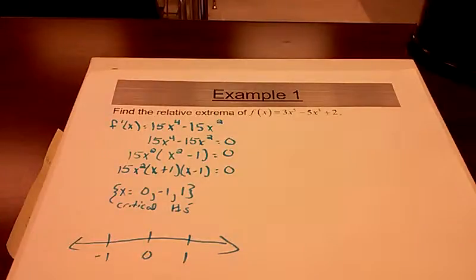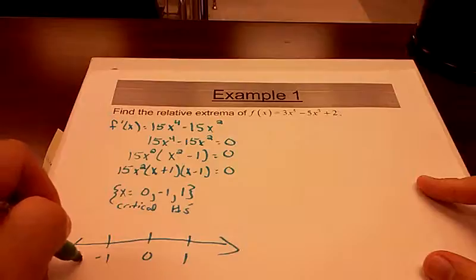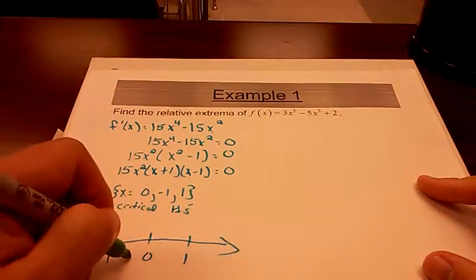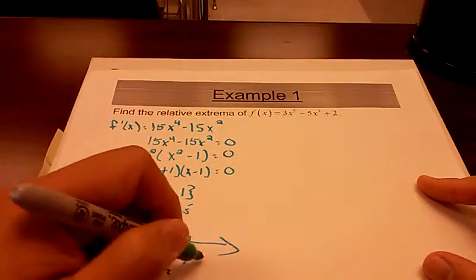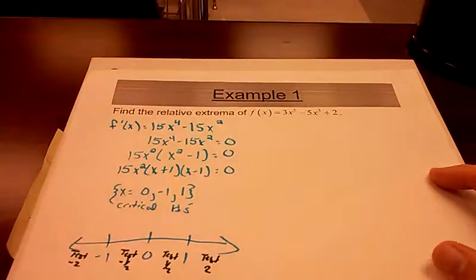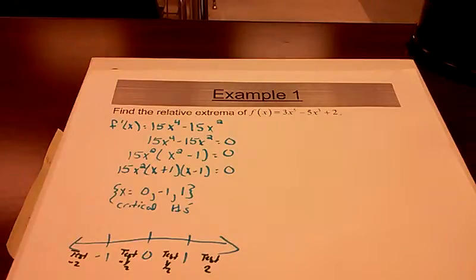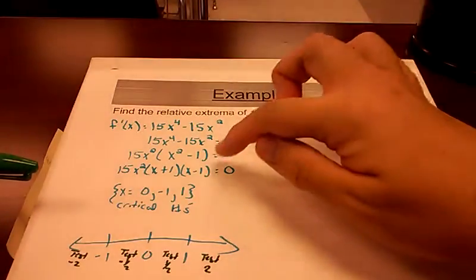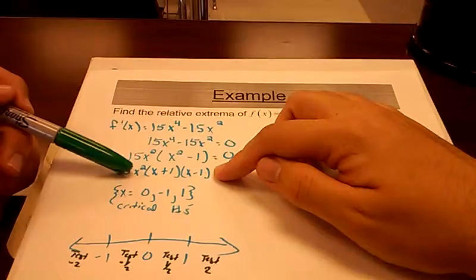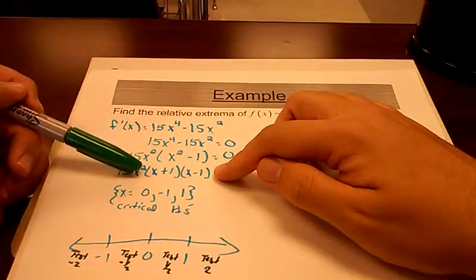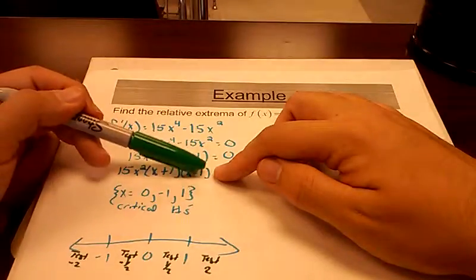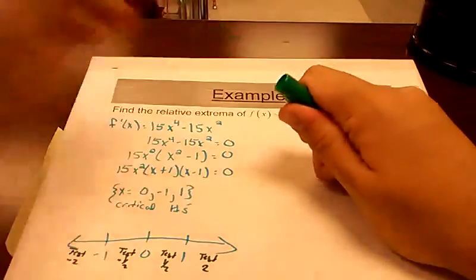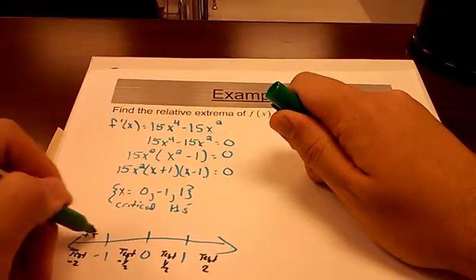So I'm going to make my number line, and I'm going to put -1, 0, and 1. And then what I'm going to need to do is plug in some test values. So I want to test -2, test -1/2, test 1/2, and test 2. And I want to see what the values of the derivative are on these intervals. So here's my derivative. So I'm going to plug in -2. Well, a negative squared is going to be a positive, so this is a positive. -2 plus 1 is a negative. -2 minus 1 is a negative. Negative times negative is a positive. So this is going to be positive here.